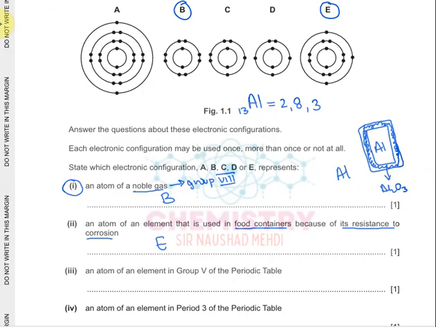In the next one, it is saying an atom of an element in group 5 of the periodic table. Group 5 means that it would be having 5 valence electrons, because the group number shows you the number of valence electrons. Out of these 5 elements, you can see that in option D there are 5 valence electrons, right? So option D is the correct answer.